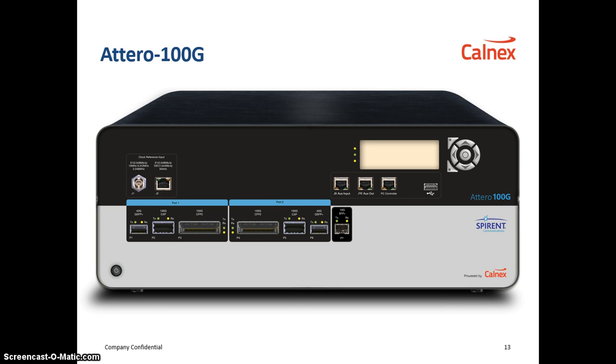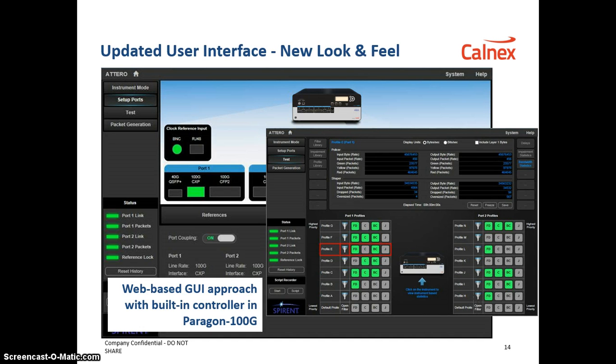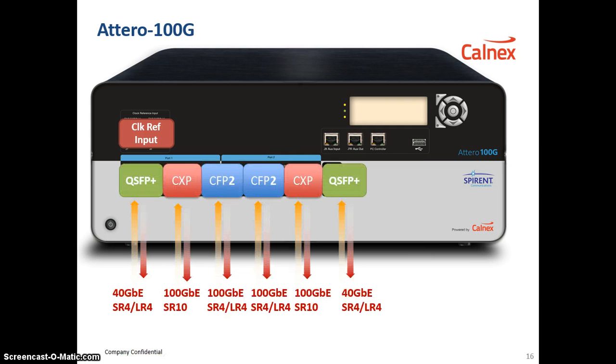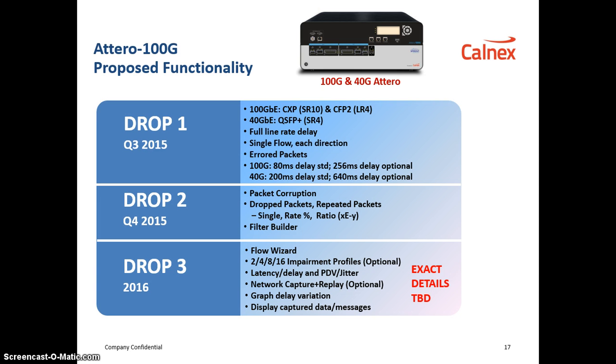This is a bit bigger picture where you're able to see all of the connections, the optical connections down here on the bottom left. And we also have an updated user interface with a new look and feel. Got a web-based GUI approach with a built-in controller. And you've got easy port selection and interface setup. In terms of optical interfaces, we support CFP2 interfaces for 100 gig Ethernet SR4 and LR4, so that's 4 wavelengths of 25 gigs. You've got CXP SR10 interfaces for 10 fibers of 10 gigabits, and you have QSFP Plus for 40 gigs, which is 4 fibers of 10 gigabits for 40 gigs.